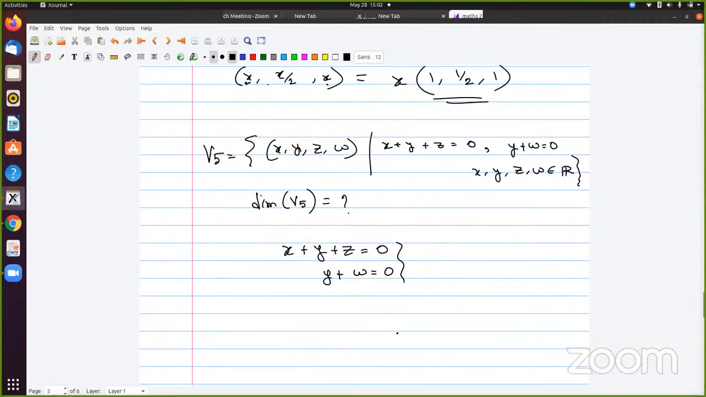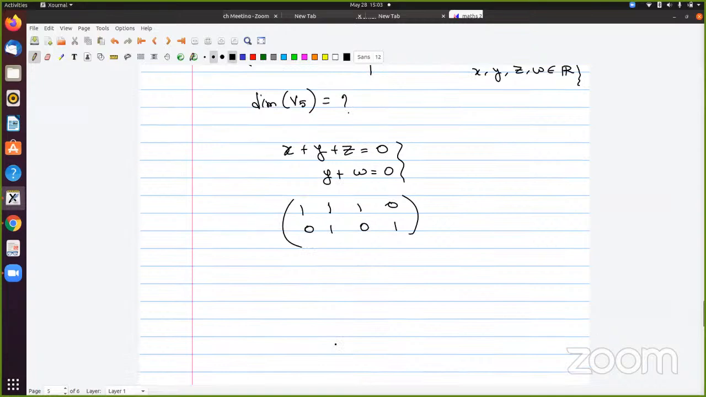If I write these two as a system of linear equations, I am getting this, correct? Matrix representation. I am taking only the coefficient matrix because it is homogeneous, so I am not writing the augmented part. Sir, your W, you are taking it as 0.